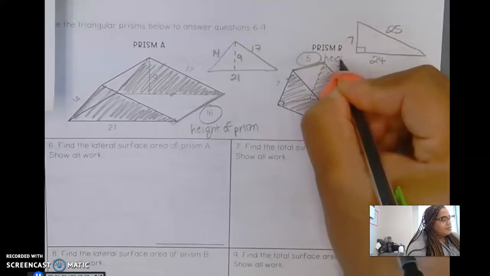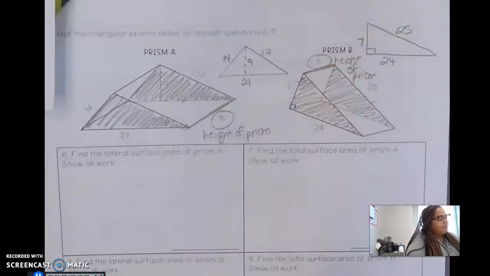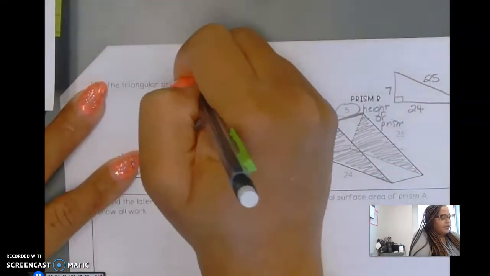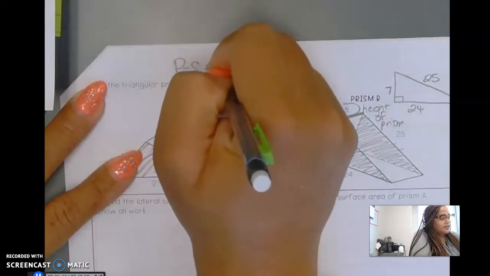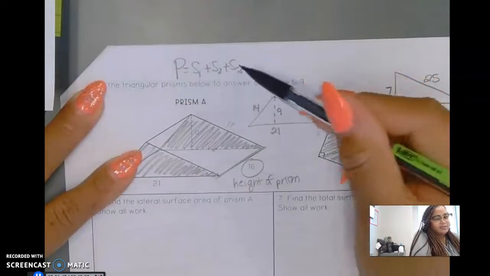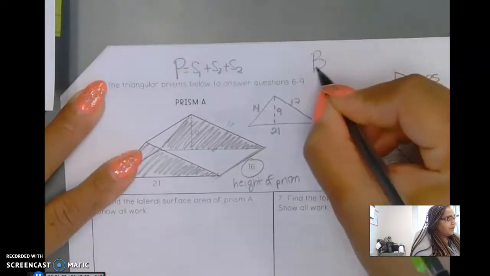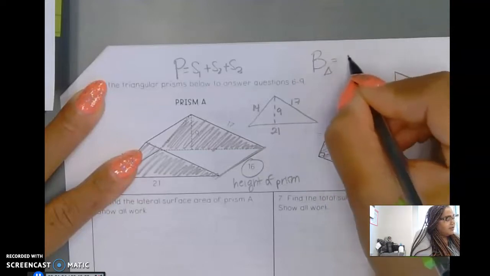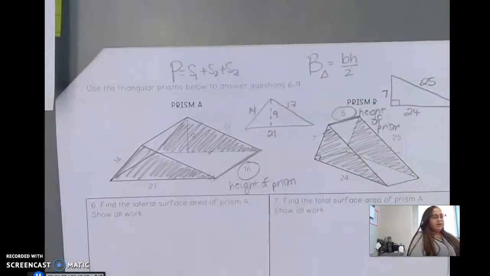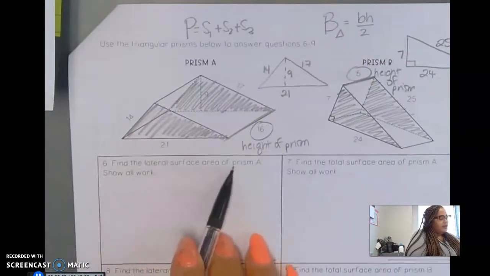So that's what you use in the formula, height of prism. And remember, your perimeter is side 1 plus side 2 plus side 3. We don't add the height here. This 9 is not going to be added to my perimeter over here. And then my base area of a triangle is base times height divided by 2, or half the base times the height.